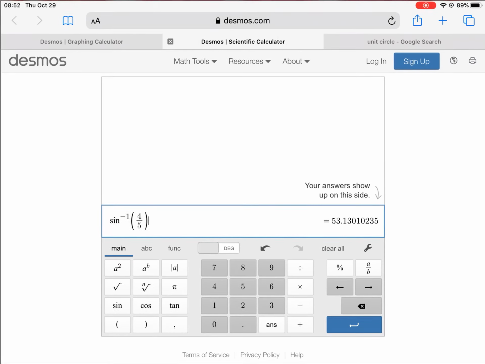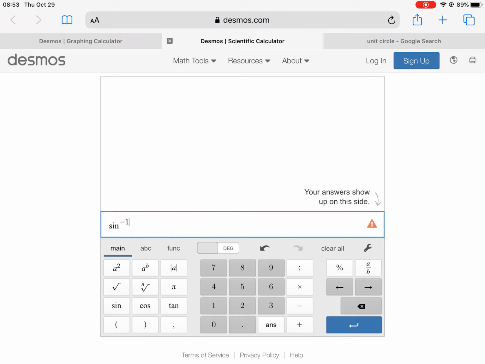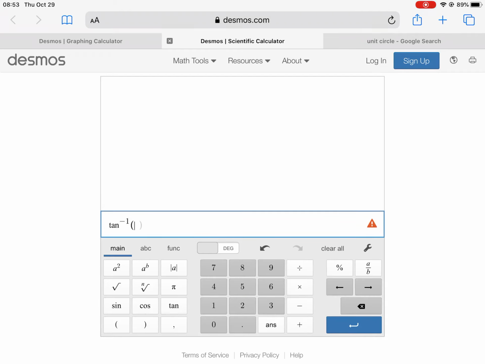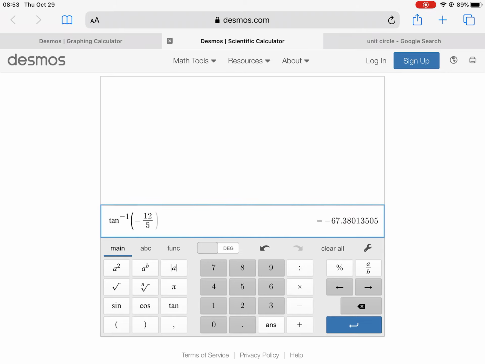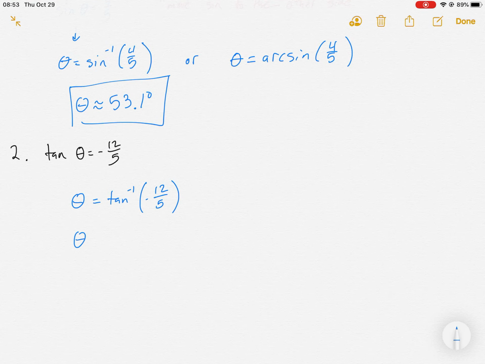And go to the calculator here, get rid of that sine. We have to go to the functions tab, click on tangent inverse, and then I'm going to do -12 divided by 5. Make sure I'm in degrees mode. -67.4 is my approximate solution.